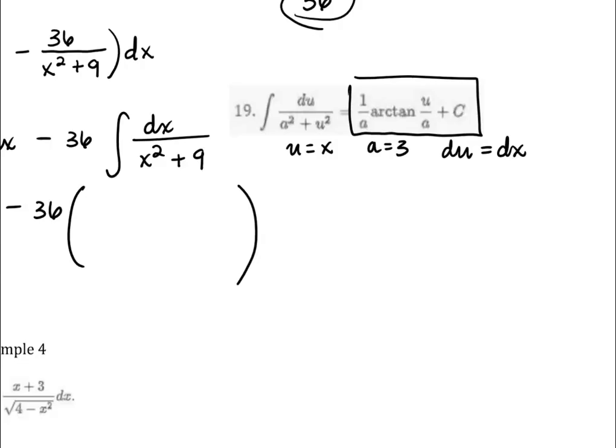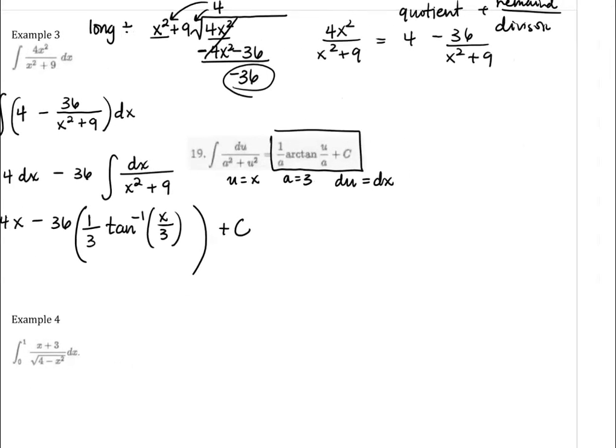So we have 36, 1 over a, so that's 1 over 3. Arctan, I'm just going to write tan inverse. They're the same thing. U over a, so that's x over 3. And then I'll make sure to add my constant c. So our final answer is 4x minus 36 over 3 is 12. Tangent inverse of x over 3 plus c.